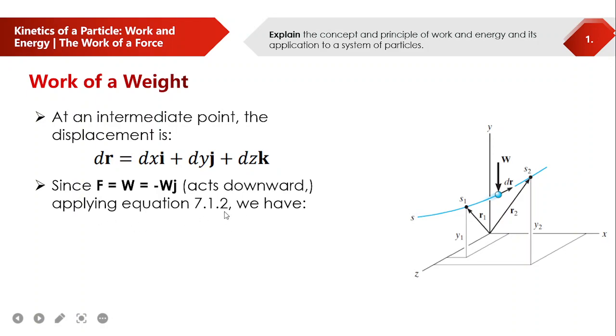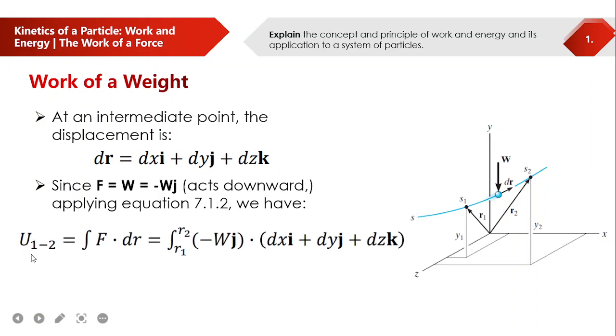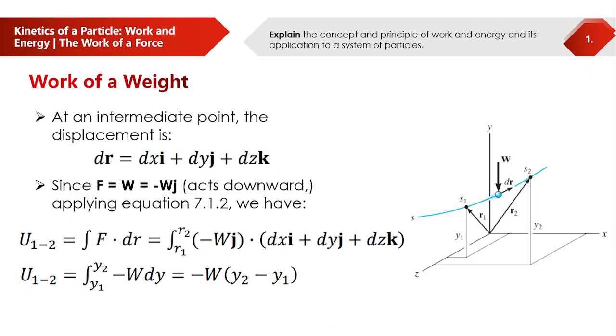Tapos, applying equation 7.1.2, we have U sub 1 to 2 is equal to the integral of F dot dr, which is equal to the integral of negative W j dot dx i plus dy j plus dz k from r sub 1 to r sub 2. And therefore, U sub 1 to 2 is equal to the integral of negative W dy from y sub 1 to y sub 2, which is equal to negative W times y sub 2 minus y sub 1. So that's how you solve for your work of a weight.